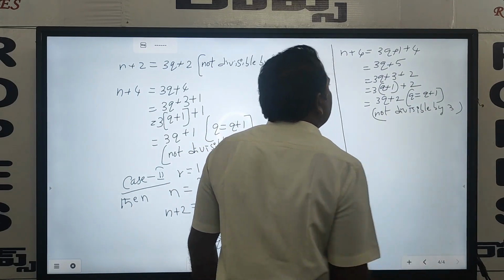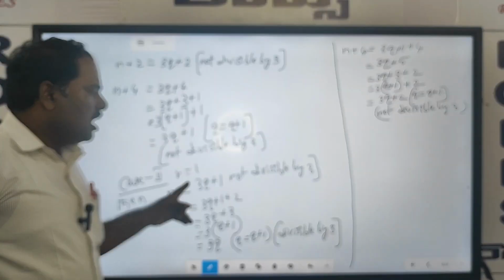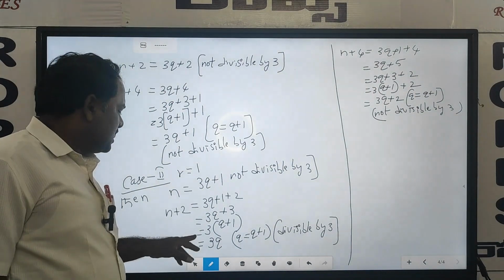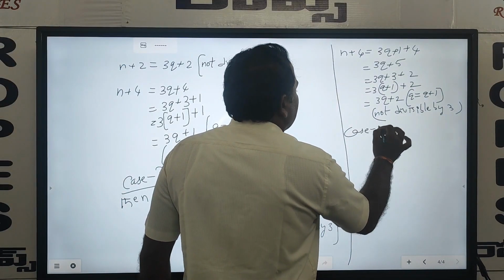So this is the second case. When r value is 1, then among n, n plus 2, n plus 4, only one is divisible by 3. That is n plus 2. So now we'll go to case 3.